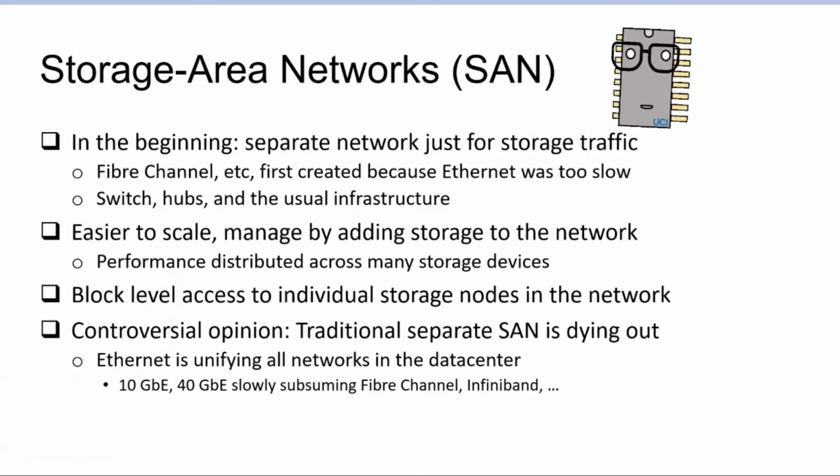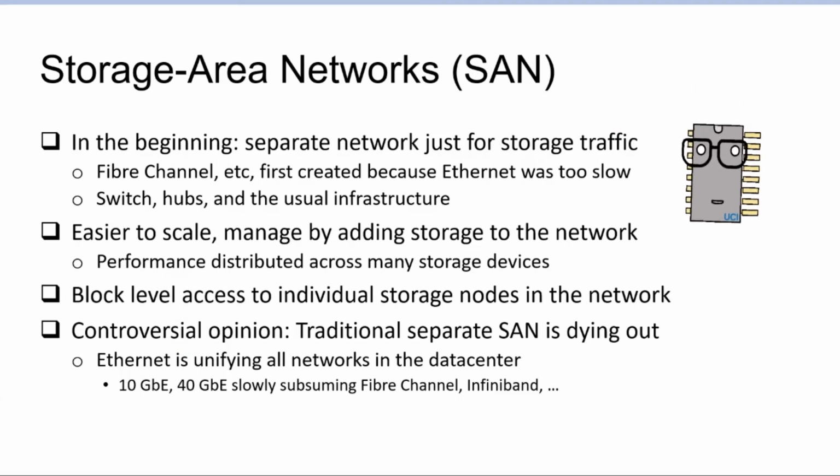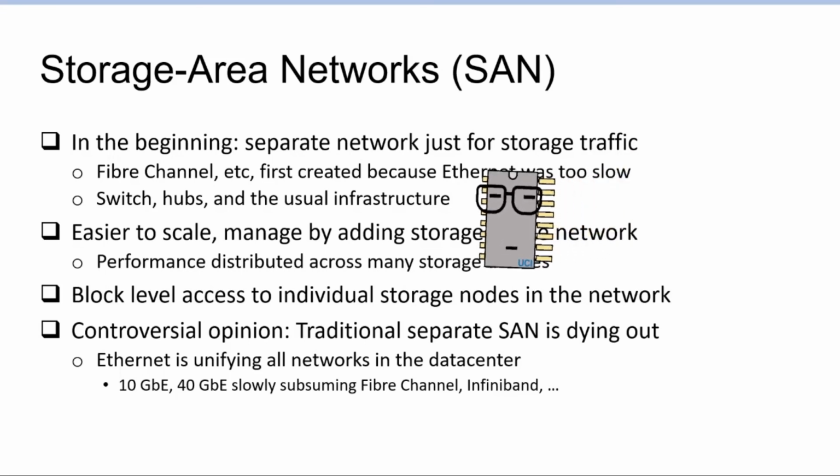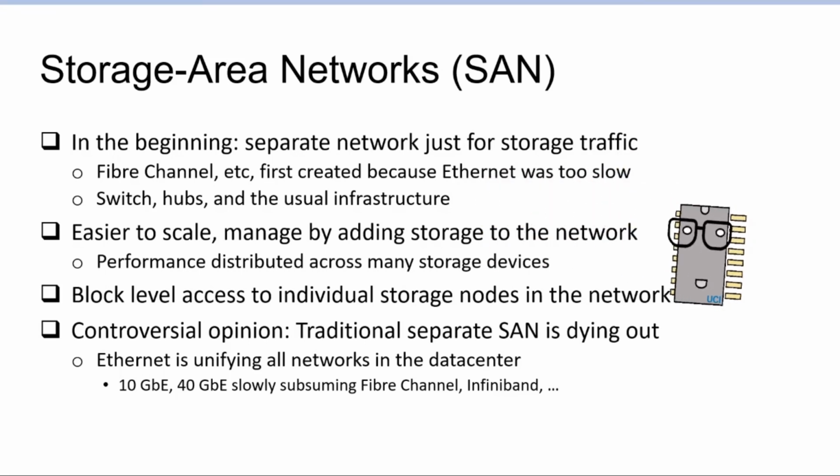Another direction is the topic of storage area networks. In the beginning of storage area networks, or SAN, SANs used to mean a separate network just for storage traffic, a separate infrastructure of switches, cables, and all that stuff just to connect the storage devices together. Things like Fibre Channel, etc. It's not as popular as it once was, but it was first created for this purpose because generic Ethernet available at the time was too slow to function as a storage area network. It includes switches, hubs, and the usual infrastructure. It's just another one of these separate from the regular Ethernet infrastructure, used exclusively for storage area networks.